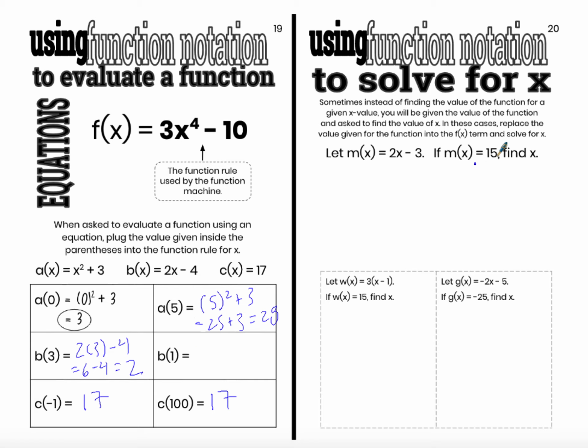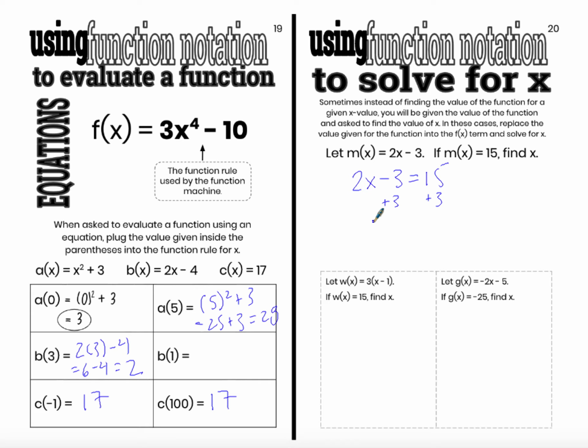Sometimes, instead of given x, I'm given the output. In this particular case, I'm being told that the output is 15. The output of this function is 15. I'm asked what input gives me an output of 15. I therefore set the function rule equal to the output and solve for x. I know that 2x minus 3 equals 15. It gives me an output of 15.